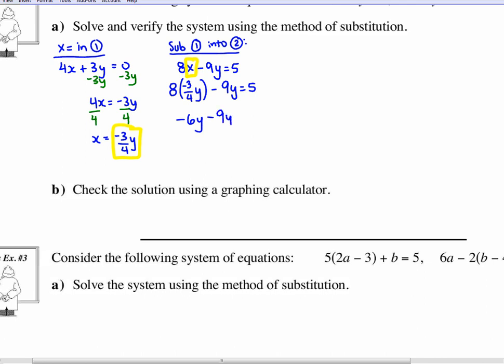Which is nice, that we don't have a fraction anymore. Negative 6 minus 9 is negative 15y. One more step. Divide by negative 15. So y is 5 over negative 15, which is negative 1/3. Reduce your fractions.